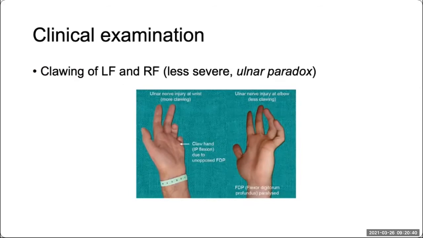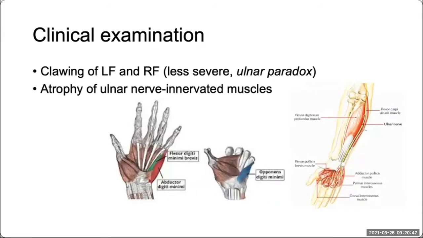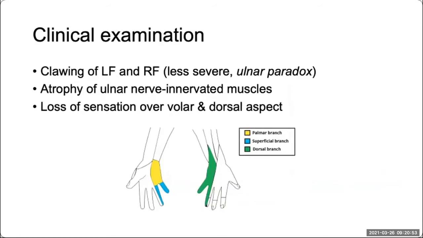It is assumed that high lesions will lead to more severe deformity, but this is not seen in ulnar nerve neuropathies. Atrophy of the ulnar innervated muscles in both the forearm and hand can be observed. Loss of sensation over both palmar and dorsal aspect is seen.